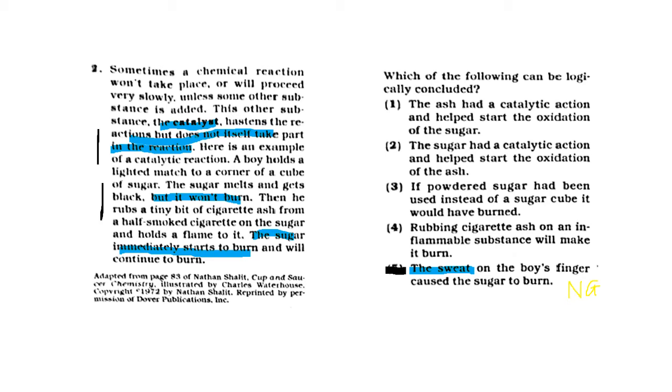Number 3, if powdered sugar had been used instead of a sugar cube, it would have burned. Well, number 3 we can also take away because there is nothing in the passage about powdered sugar. So that's not given. In the passage, we have cigarette ash and we have sugar. These are the 2 things in the passage. So these things need to really be in the answer.